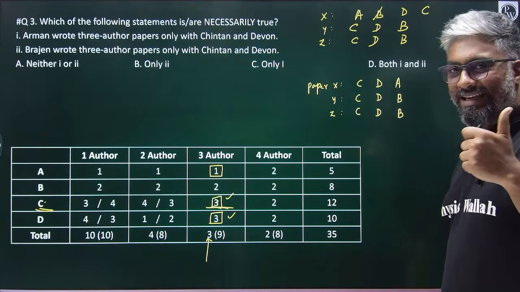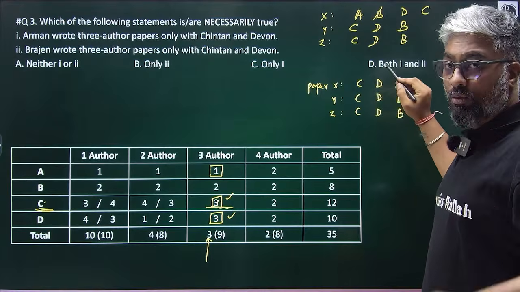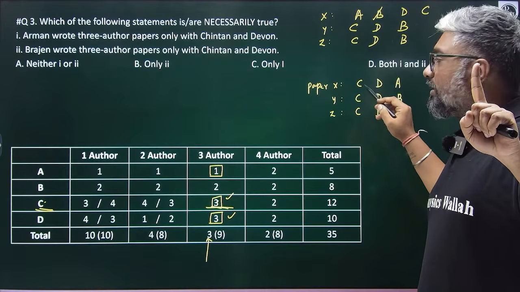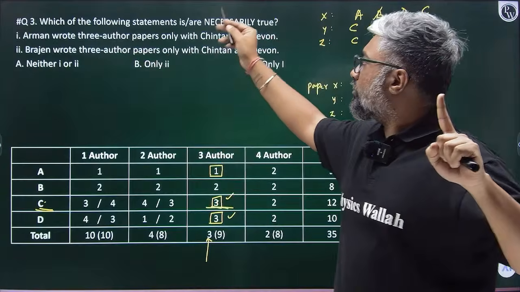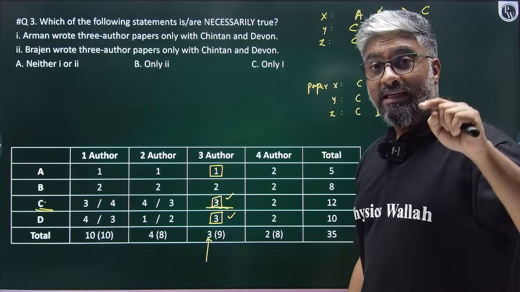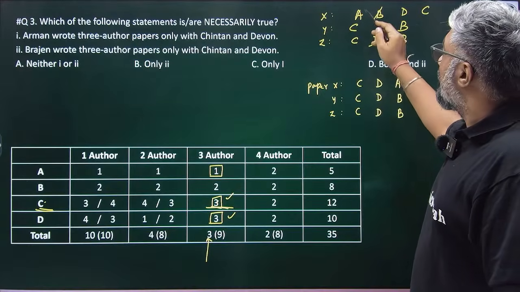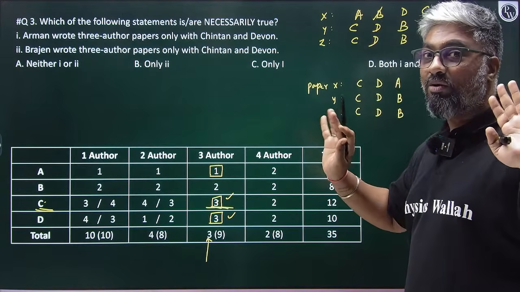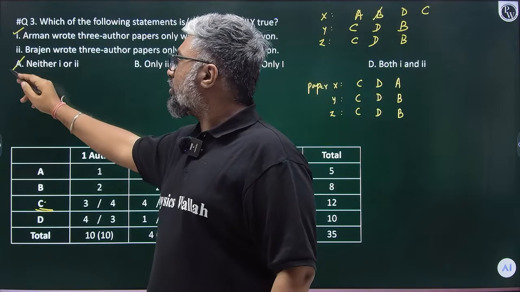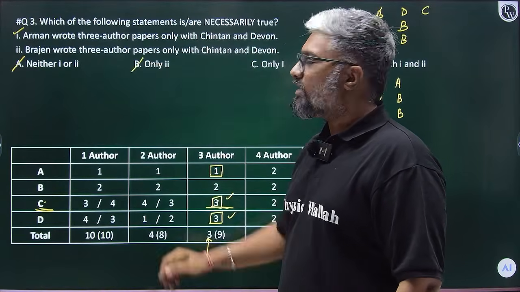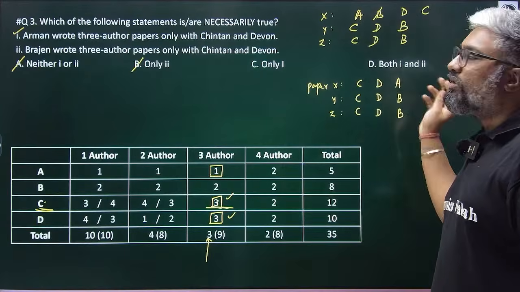Exactly, Jyotishka, exactly. So that means what? A has to write only one 3-author paper with C and D. A wrote 3-author papers only with C and D. Is it true? Yes, A is writing only with C and D. A cannot combine with B. We tried doing it here, it did not work. So this has to be definitely true. So I can eliminate option A, I can eliminate option B. Either only the first statement is true or both are true.